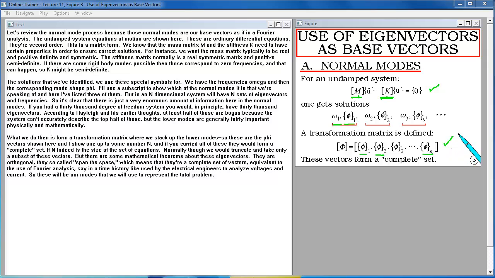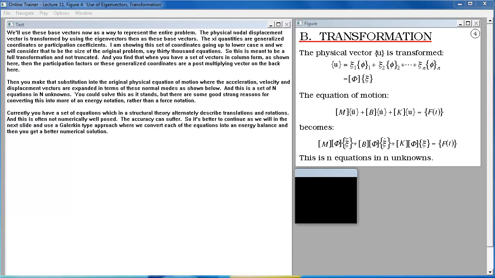They are orthogonal. They so-called span the space, which means that they're a complete set of vectors equivalent to the use of Fourier analysis, say, in a time history like used by the electrical engineers to analyze voltages and current. So these will be our modes that we will use to represent the total problem. We'll use these base vectors now as a way to represent the entire problem.